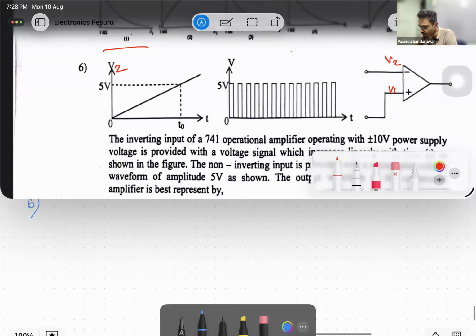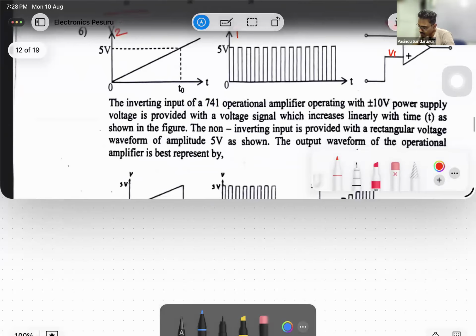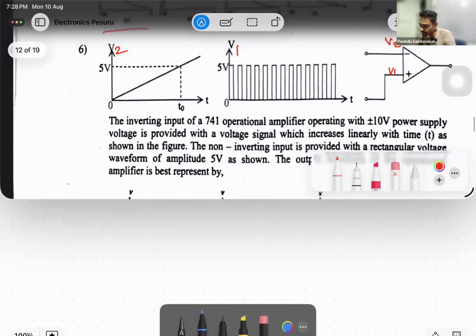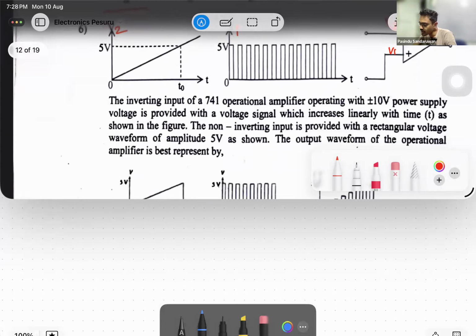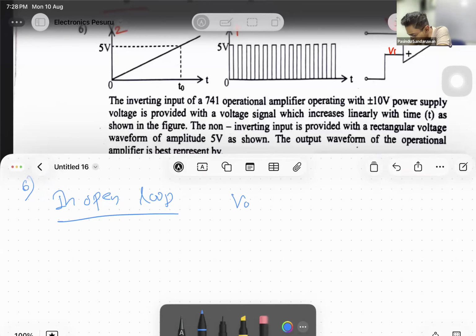So this should be the signal of V2 and this should be the signal of V1, which increases linearly with time. The non-inverting input terminal V plus is provided with a rectangular voltage waveform of amplitude 5 volts as shown. The output waveform of the operational amplifier is best represented by, in open loop configuration, very straightforward. In open loop, we know it works from V out equals A times (V1 minus V2).